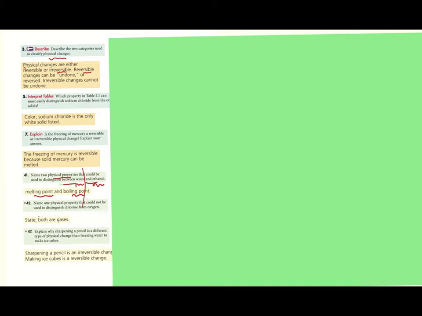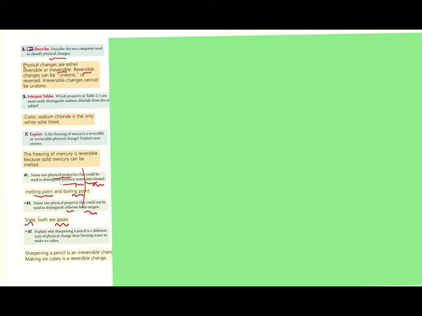intensive property. Next, name one physical property that could not be used to distinguish chlorine and oxygen. You should mention any other property that both of them share. Chlorine and oxygen, like state, both of them are gases. We cannot say color because oxygen is colorless while chlorine has a green color. I can't say color. So the answer here is state.